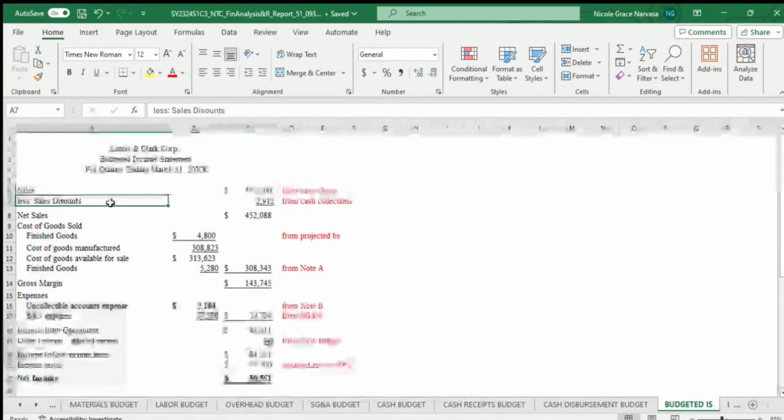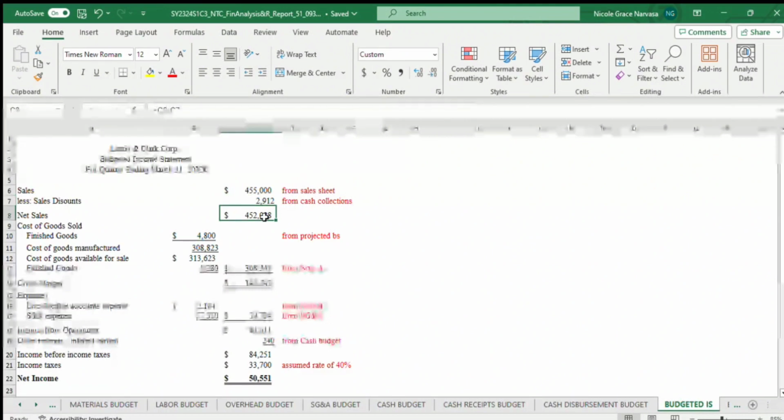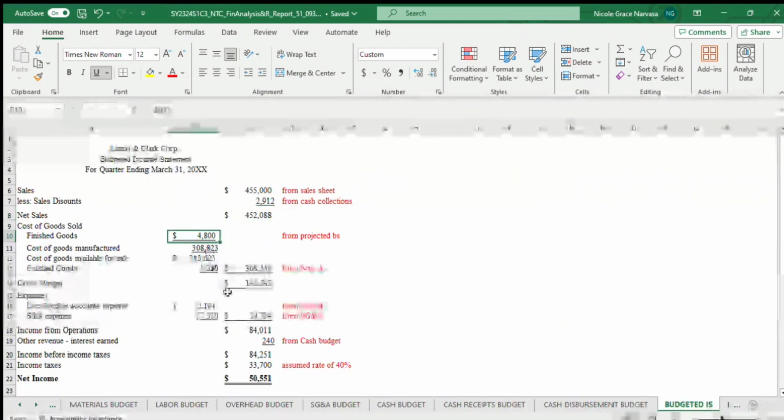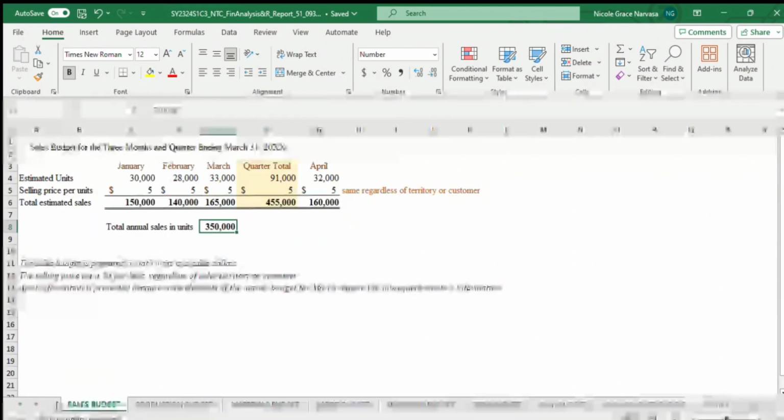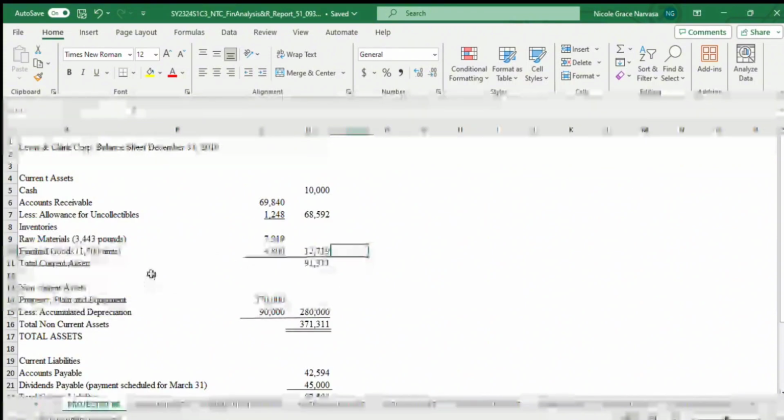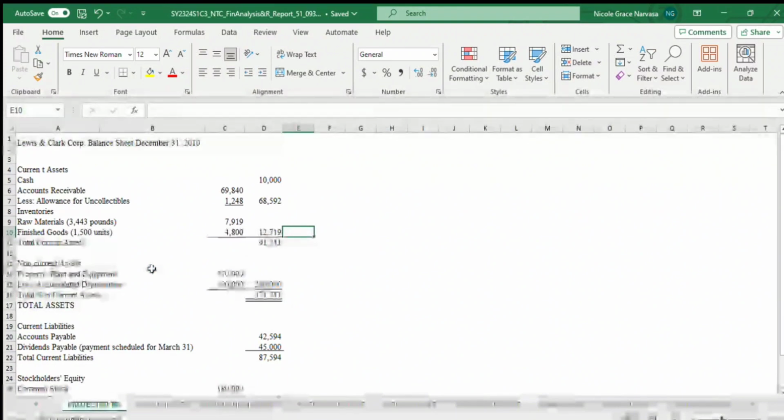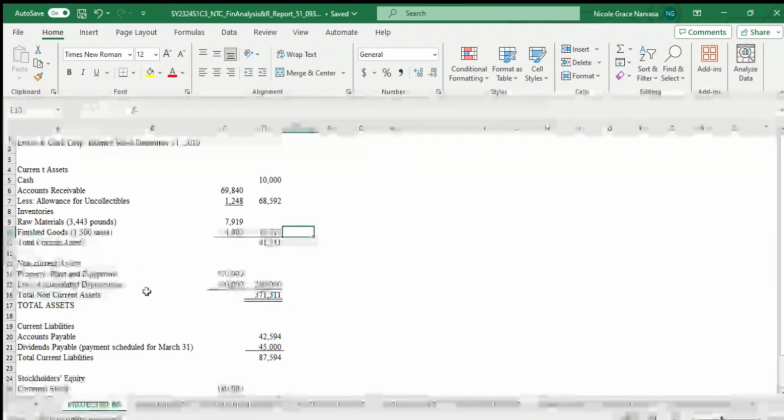So next is the sales discounts. This is from the cash collections that was, I think, tackled earlier. Then next, to get that, 455 subtract 2012 is our net sales of 452,088. Next is cost of goods sold. This is from our projected balance sheet. Actually, we do have a projected balance sheet here, which is this one. This is from the balance sheet of the previous year.